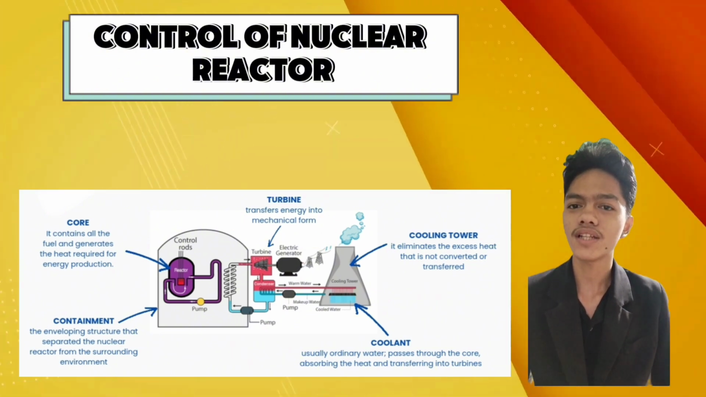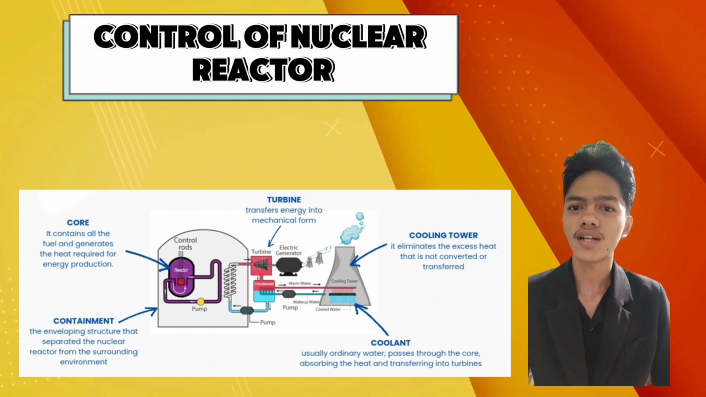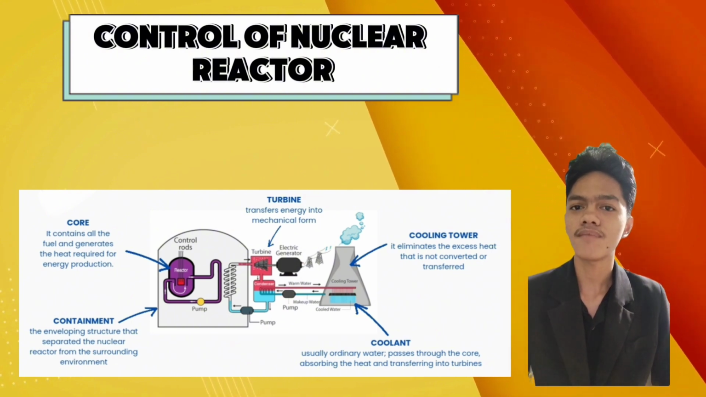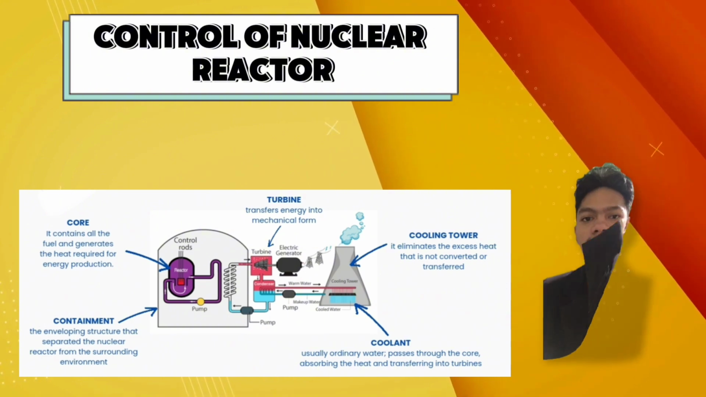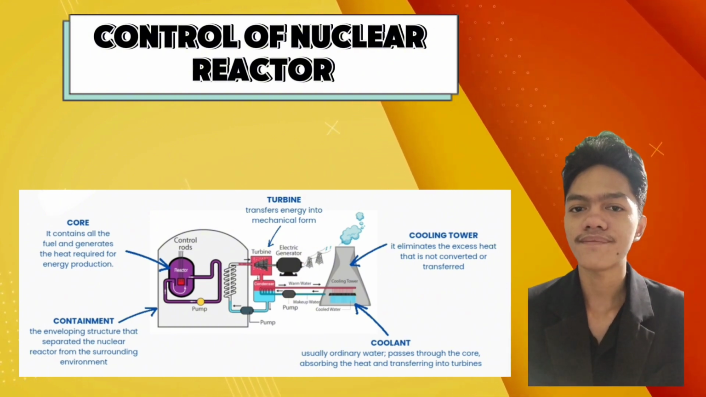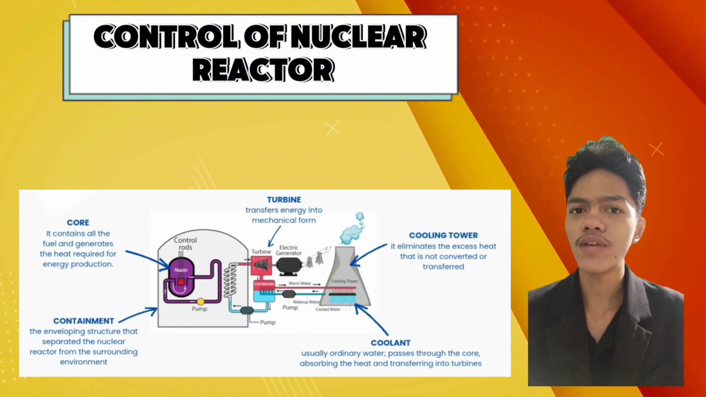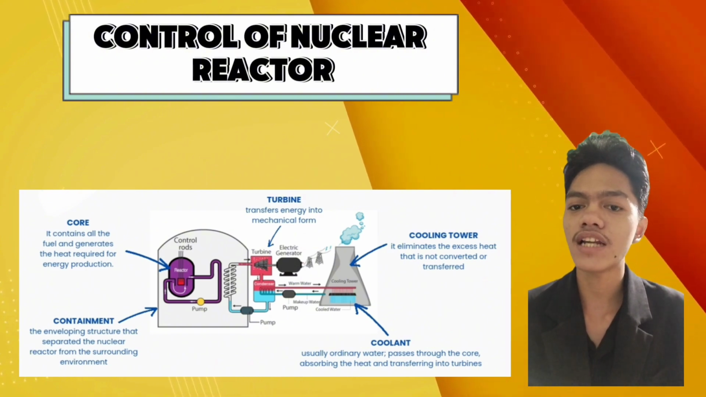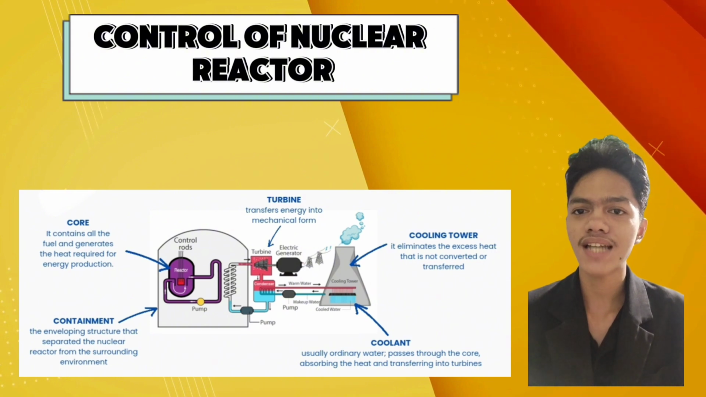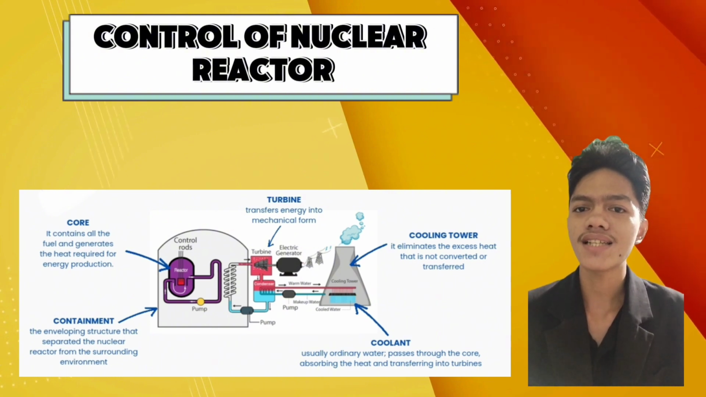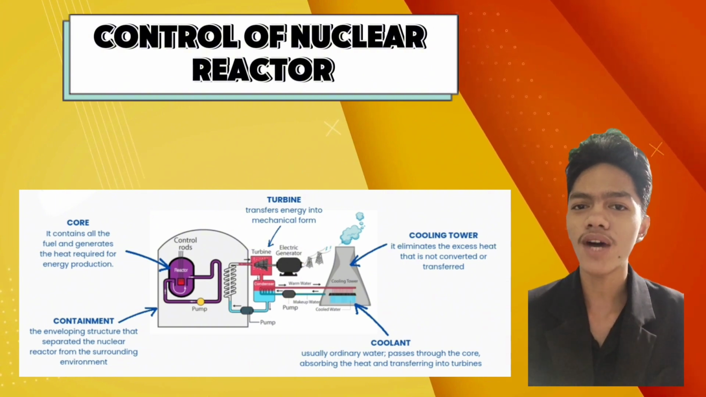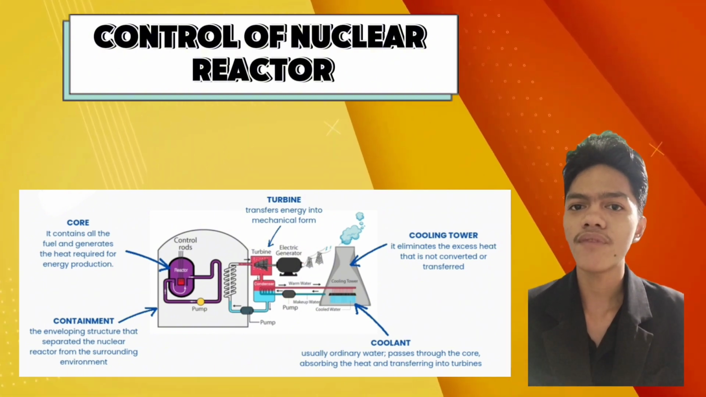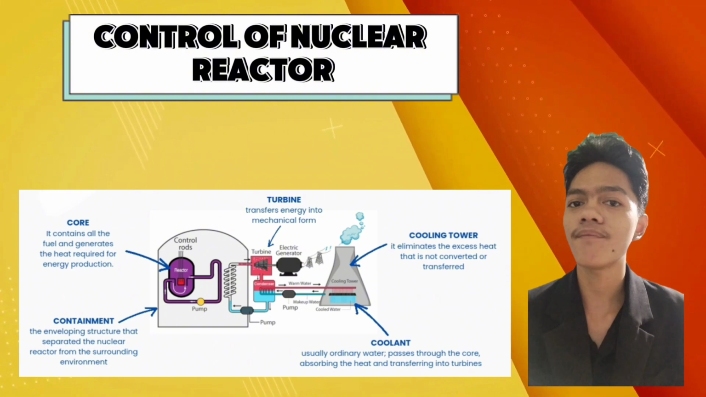And the next one is the cooling tower. Cooling towers are tall structures that release excess heat from the reactor system into the atmosphere. And lastly, the coolant. The coolant is a fluid, usually water, that circulates through the reactor core to absorb the heat generated by fission. Different reactor designs use different coolants, such as pressurized water, boiling water, or liquid metal. The coolant plays a crucial role in preventing overheating and potential meltdowns.